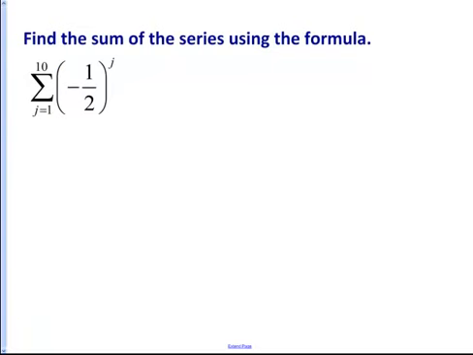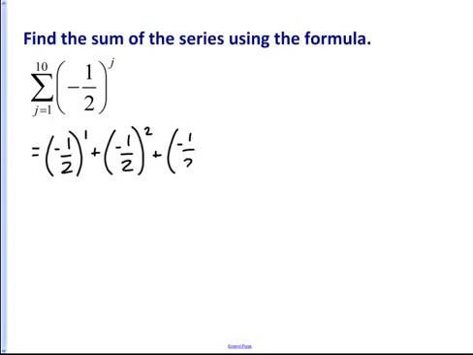Just like last time, since this is in sigma notation, we'll want to write it out in expanded form to find its sum. The way that you use parentheses when you're writing this out is going to be really important, because a negative to an odd power is negative, but a negative to an even power is positive. So we want to make sure that the negative is included inside parentheses. This is going to go all the way up from -1/2 to the first to -1/2 to the 10th.